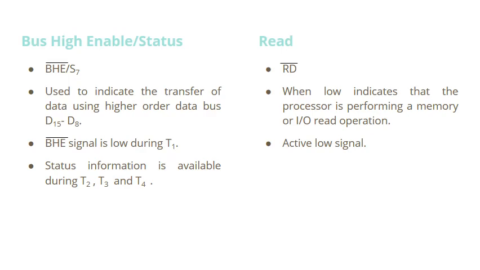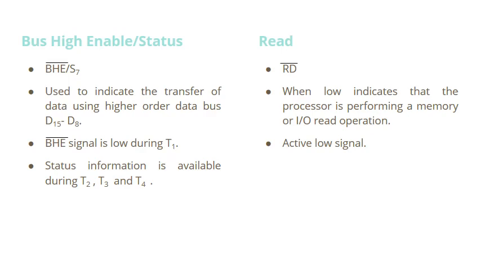The bus high enable or the status signal, which is denoted by BHE bar or S7. The bar indicates that it is an active low signal, and the bus high enable signal is used to indicate the transfer of data using the higher order data bus, which is denoted by D15 to D8. The BHE bar signal is low during T1. So this is also a time multiplex signal where during T1 the BHE signal is available, and during T2, T3 and T4 the status information, that is S7, is available.